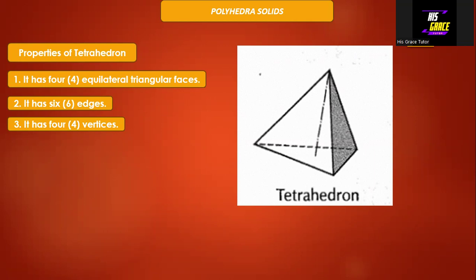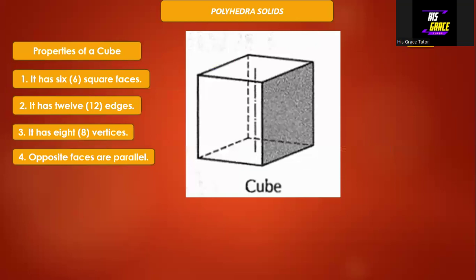Let's look at the properties of a cube. For a cube, number 1, it has 6 square faces. So we have 1, 2, 3, 4, 5, and 6. So it has 6 square faces. Okay. Then we also have that it has 12 edges.